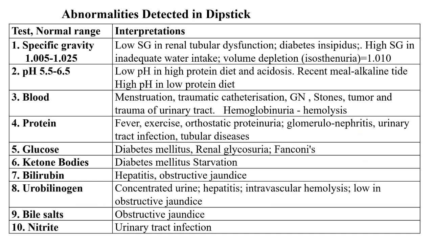Bilirubin is seen in obstructive jaundice and hepatitis. Urobilinogen will be seen in concentrated urine, hepatitis, intravascular hemolysis, and obstructive jaundice. Bile salts will be seen in obstructive jaundice. Nitrite will be seen in urinary tract infections or bacterial infection. They will usually ask in viva about abnormal constituents of urine and normal constituents of urine. So be thorough with these interpretations and normal ranges.